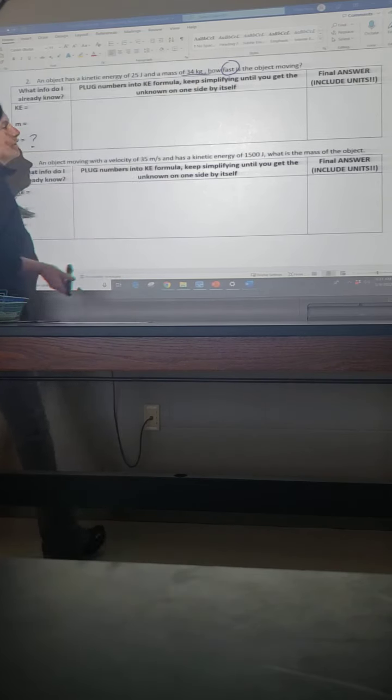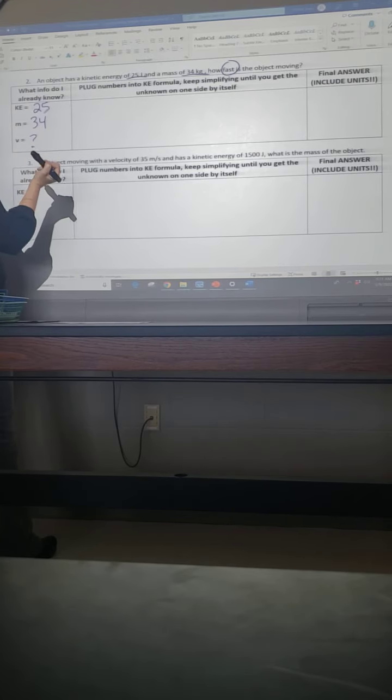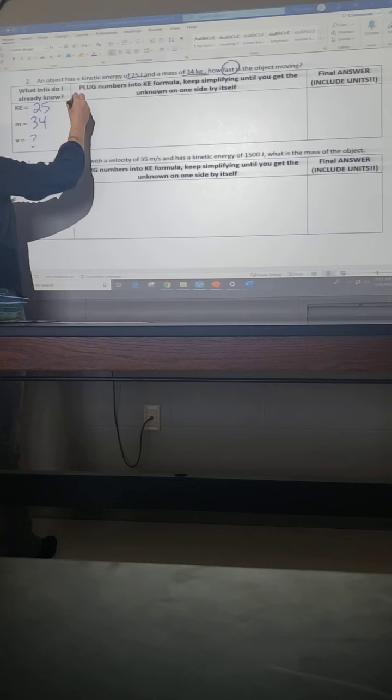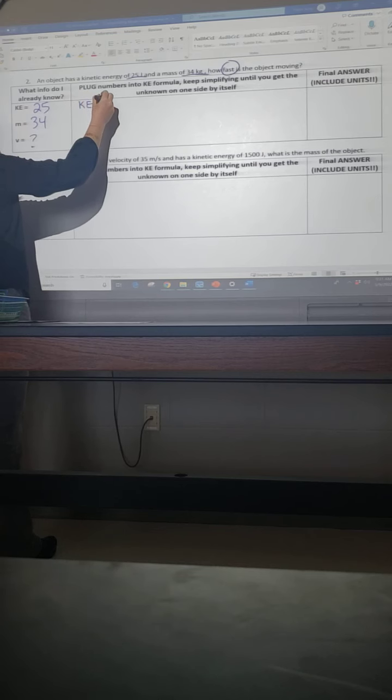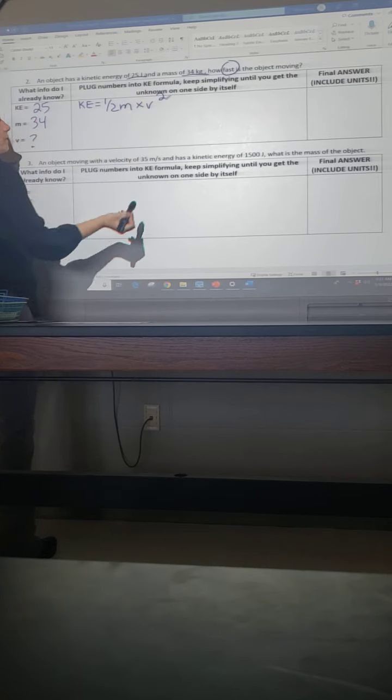All right, so Breeze, give me a piece of information that's given. 34 kilograms. Good, and which one is that? Mass. Good. And what else do we have, Anthony? What else is given? Good, 25 joules. All right, so now I'm gonna use the same equation. KE equals 1/2 mass times V squared.